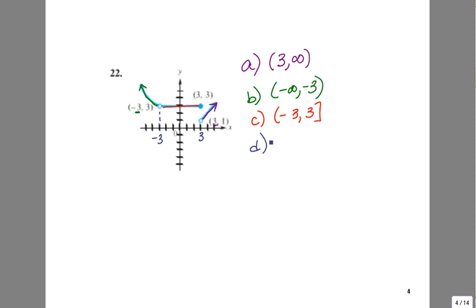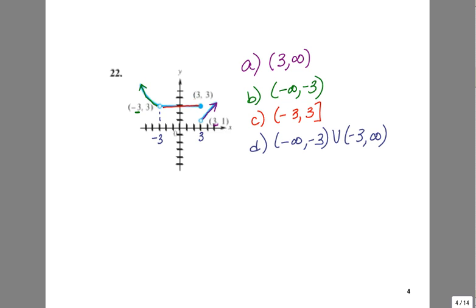So we would say from negative infinity to negative 3 with the parentheses because of this hole, union negative 3 to infinity. Because it picks back up here, and then it looks like it's stopping, but it's already included and continues on to the right.